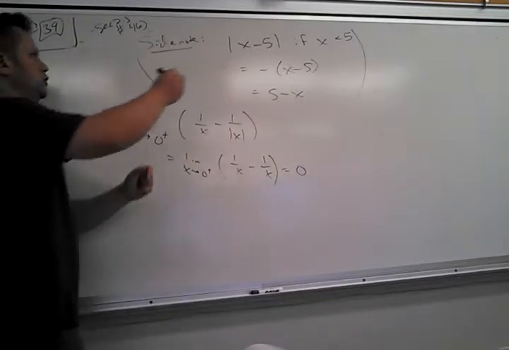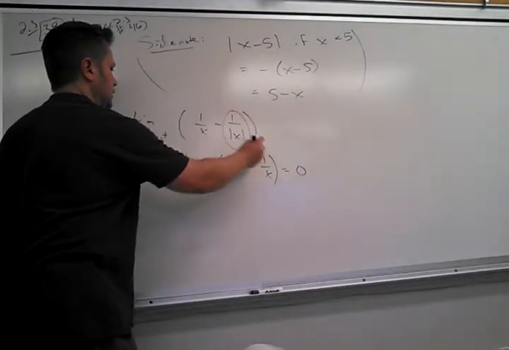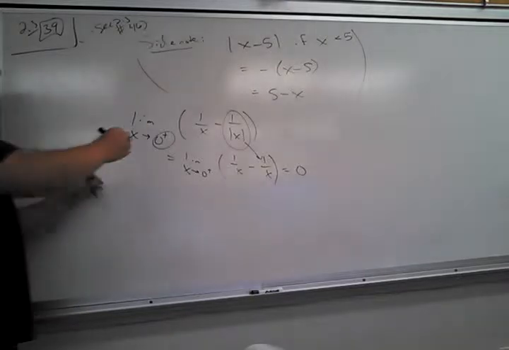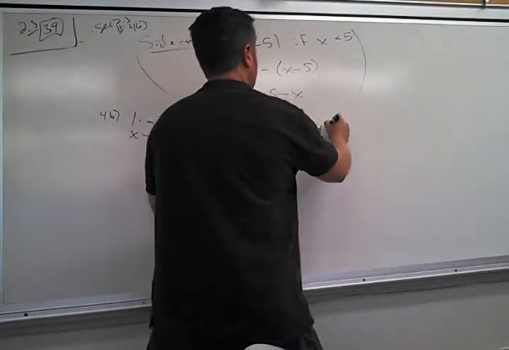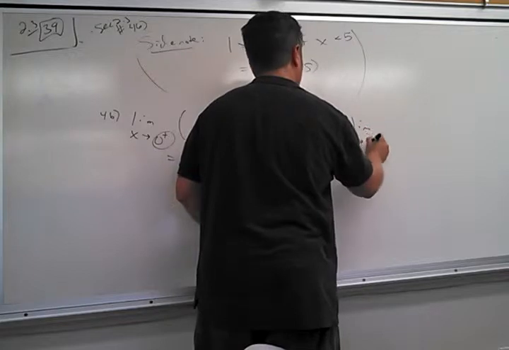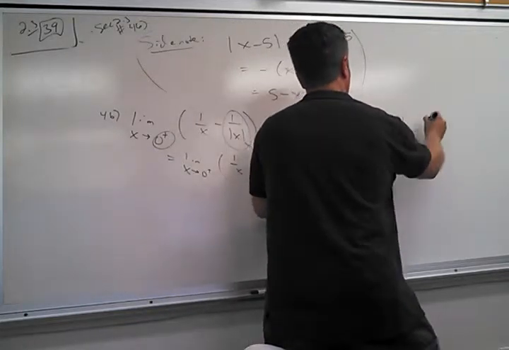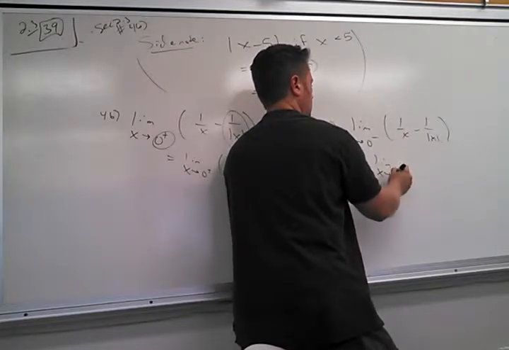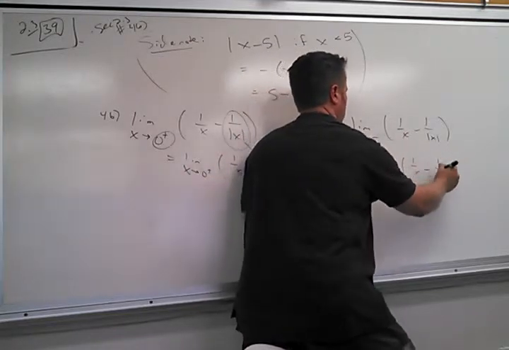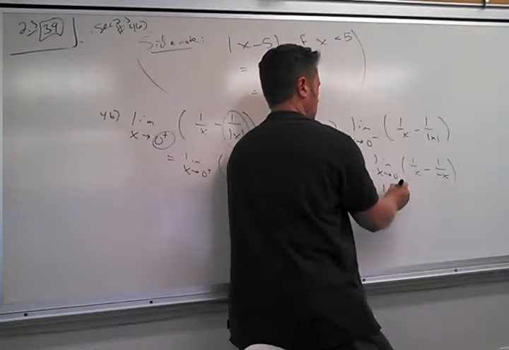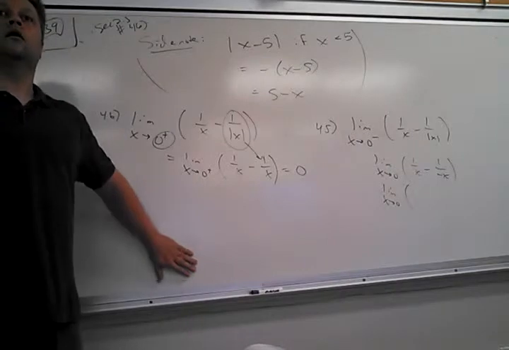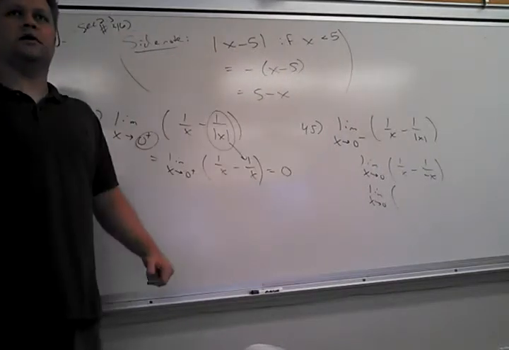The key thing there was realizing that you can rewrite that as this because of this. If you don't understand that, you're not going to have a clue how to do that problem. So 45, the only difference in 45 is they say x goes to 0 from below. And in that case, how can you rewrite this? 1 over x minus 1 over negative x. Of course, what do you get there? 1 over x plus 1 over x is 2 over x.